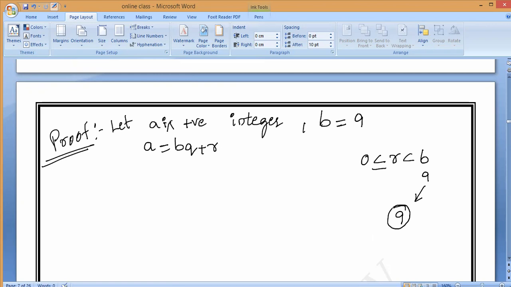We can take 3. Why do we take 3? What are the factors of 9? Except 1 and 9, the other factor is 3. 3 threes are 9. Only one factor of 9 other than 1 and 9. So let b equal to 3. It is a perfect square, correct?